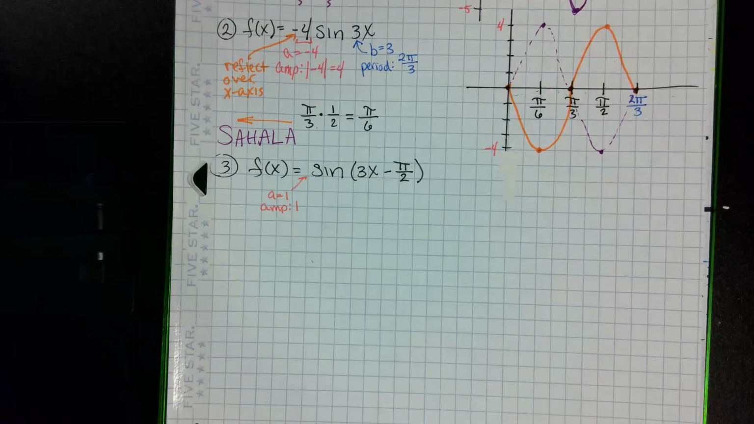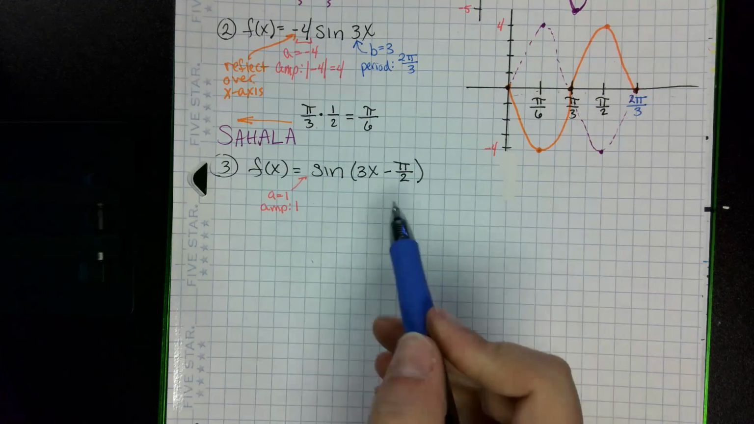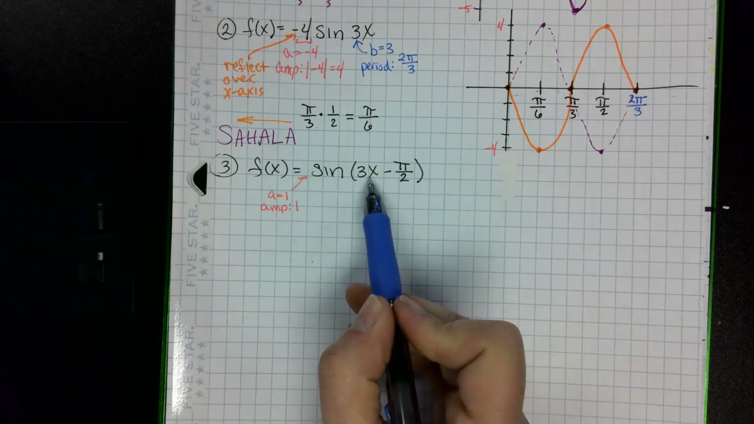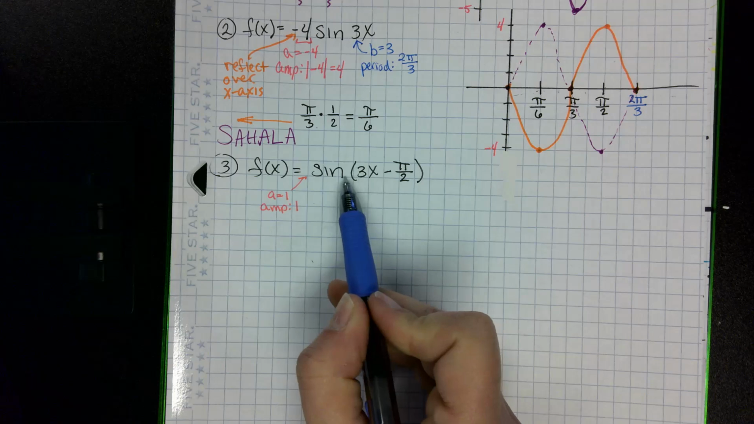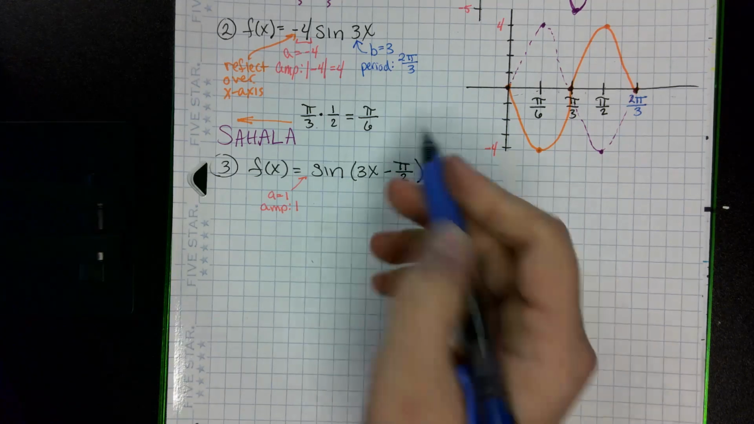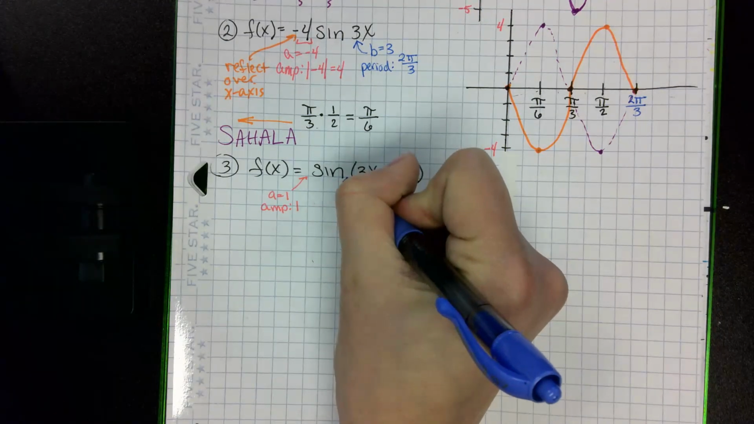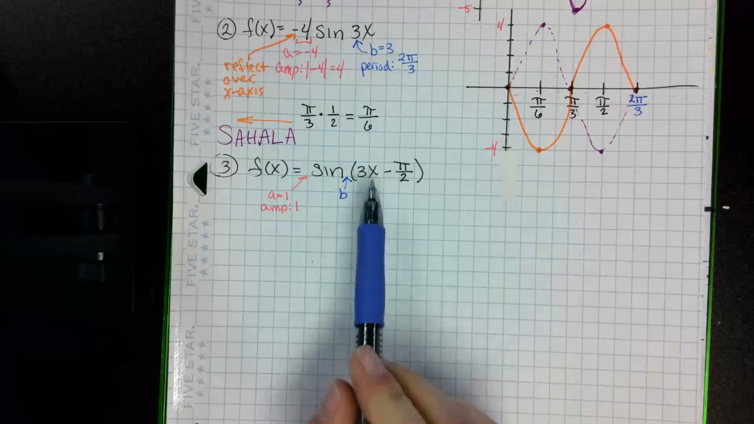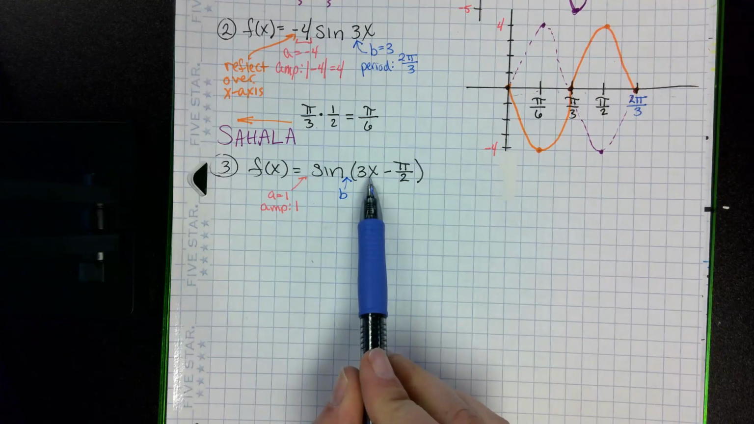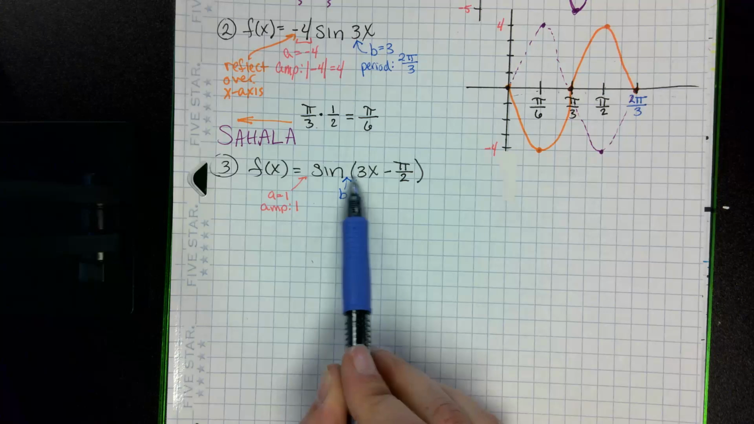So that we know we're going to go up 1 space and down 1 space from the midline. The b value is not only what's in front of x, but what's in front of the parentheses of x. So your b value has to be here. This b value is inside the parentheses. So I have to factor this 3 out.